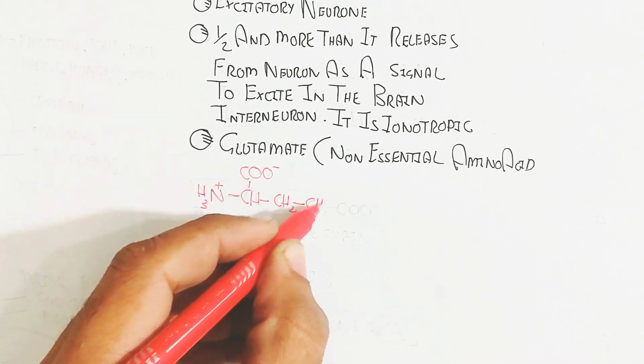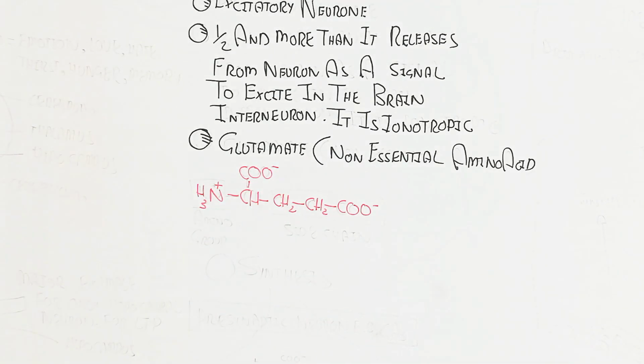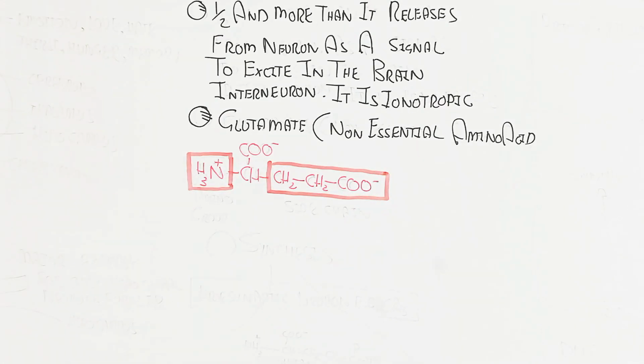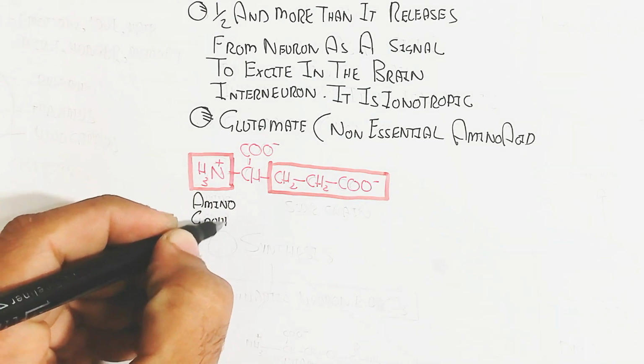This is the glutamate formula, where the amino group and side chain are present. The structure is here. So glutamate will be synthesized from glutamine.